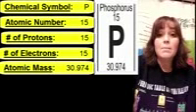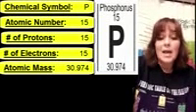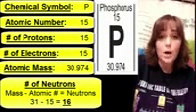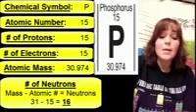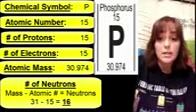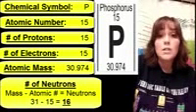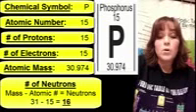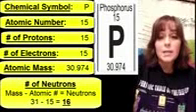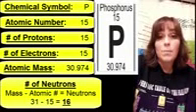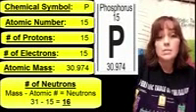This is where that MAN memory device comes into play. You take your atomic mass, which you're going to round up in this case to 31, and subtract the atomic number, which is 15. That equals your number of neutrons, a total of 16. When you subtract 15 from 31, you get 16. So that is how you use the periodic table square to obtain information about each individual element and its subatomic particles.